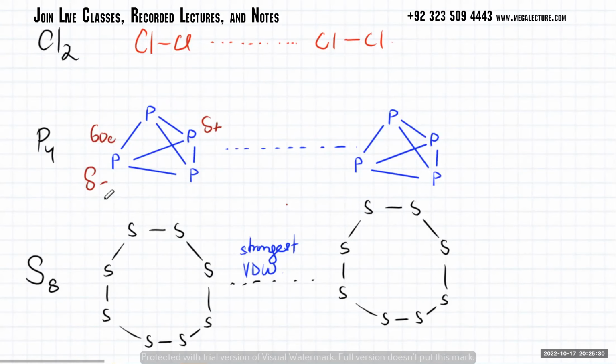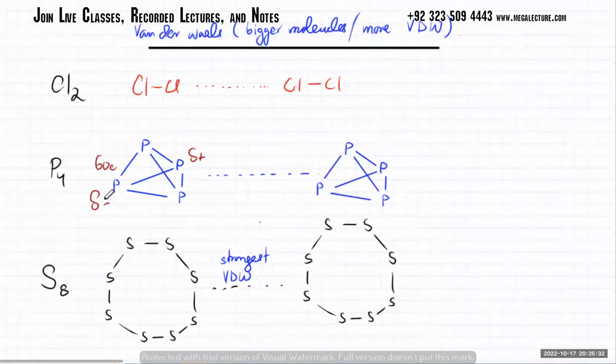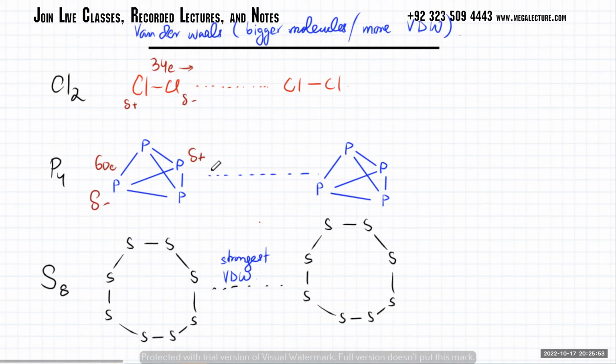Yes. Like in the chlorine molecule, you had 17 electrons in chlorine, 17 in the other one. So that's a total of 34 electrons, right? So if 34 electrons get knocked to one side, there's going to be a negative charge on one side, very, very slightly. But the dipole that's going to be created is going to be slightly weak. But over here, if it's 60 electrons, the dipole is going to be very strong.